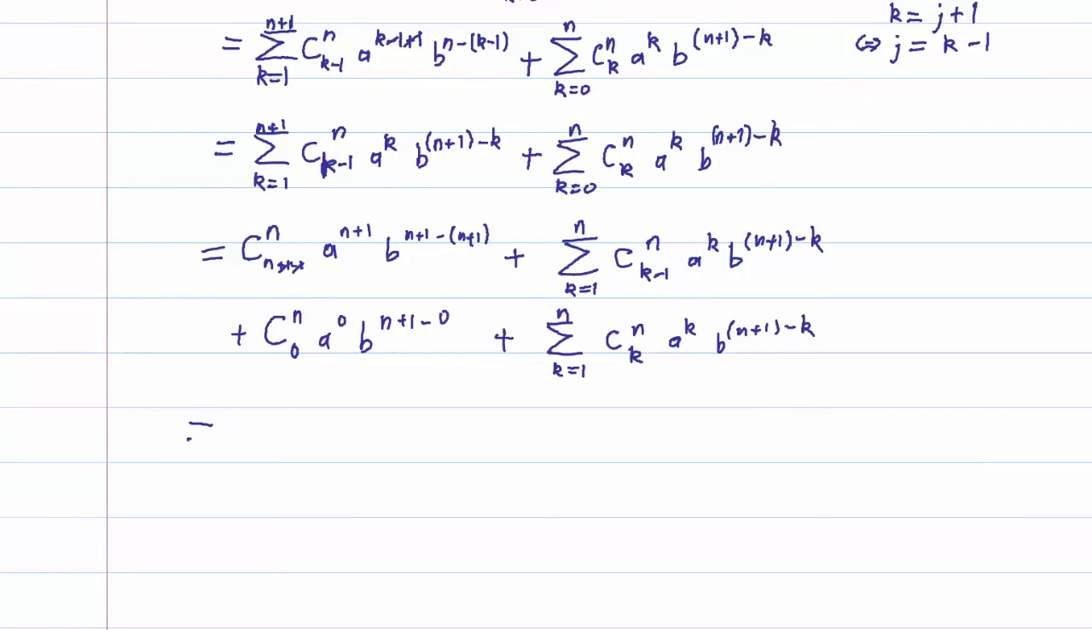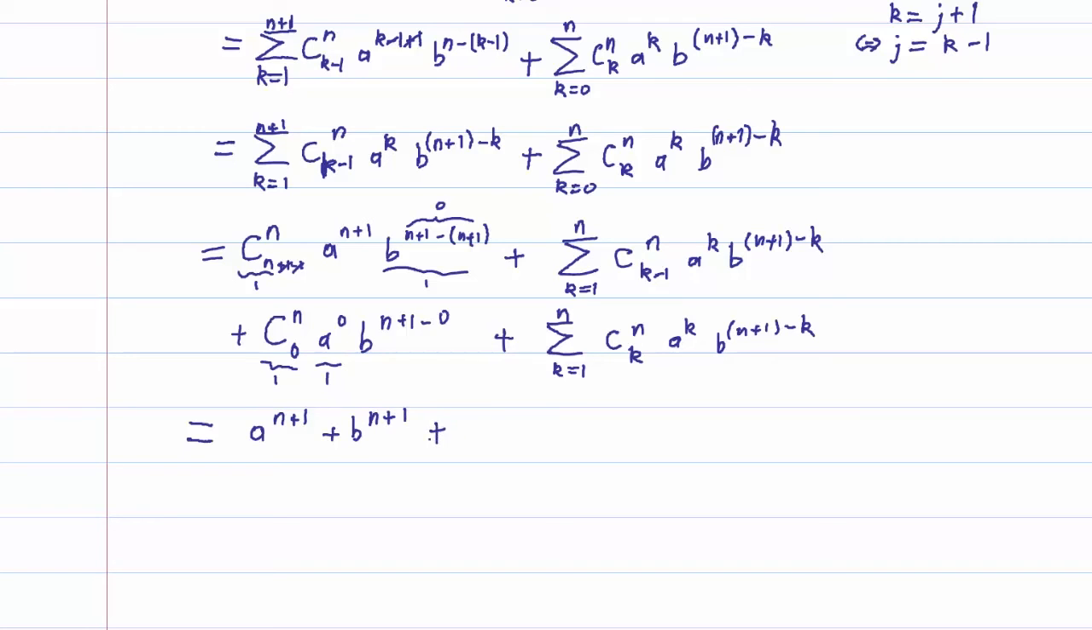So I'm going to rewrite this properly. C(n, n), this is equal to 1. a^(n plus 1) doesn't change. b^(n plus 1 minus (n plus 1)), that's b to the power of 0. So that's just 1. At the bottom here, C(0, n) is 1. a to the power of 0 is also 1. And here b^(n plus 1 minus 0) is just b^(n plus 1). So in the end we have a to the power of n plus 1 plus b to the power of n plus 1.